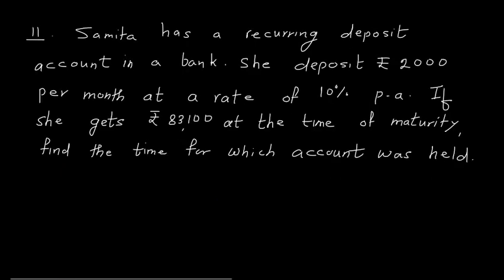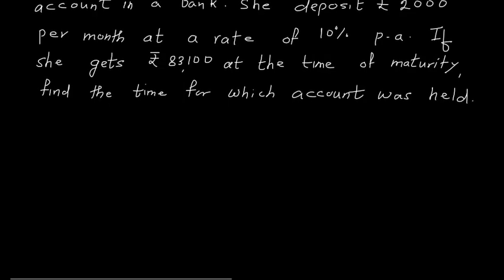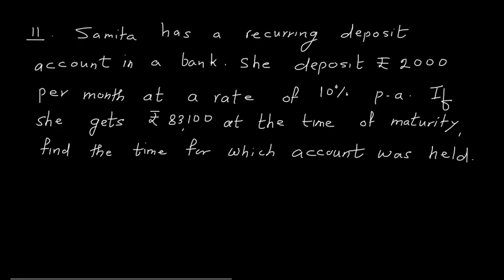Now this last problem is: Samita has a recurring deposit account in a bank. She deposits rupees 2000 per month at a rate of 10% per annum. If she gets 83,100 at the time of maturity, find the time for which the account was held. Now in this problem, what is unknown? What you have to find out is N. So N is the question mark.